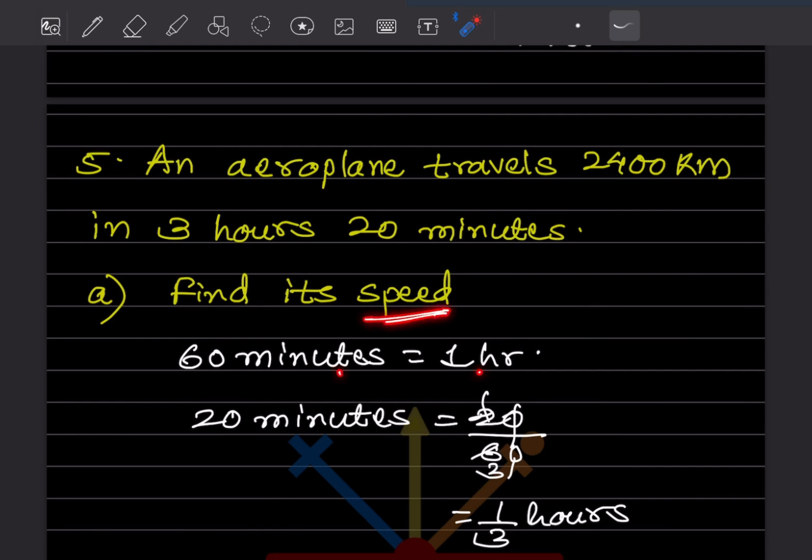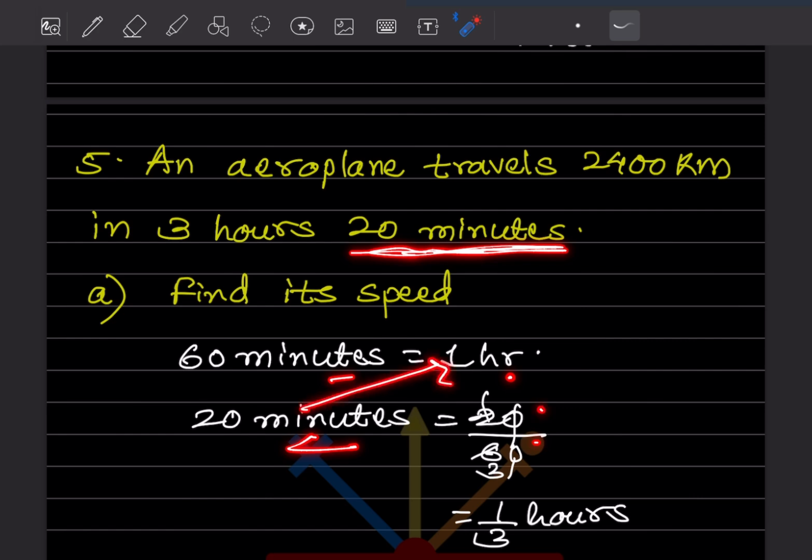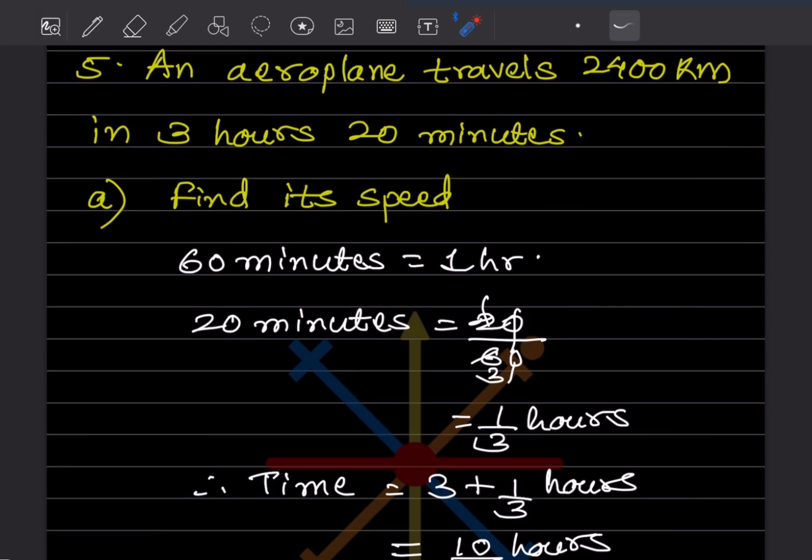So 60 minutes means 1 hour. So this 20 minutes will be how much? 20 into 1 will be in the numerator, 60 will go in the denominator. This and this get cancelled, and that will be 1 by 3. So 20 minutes is 1 by 3 of an hour.